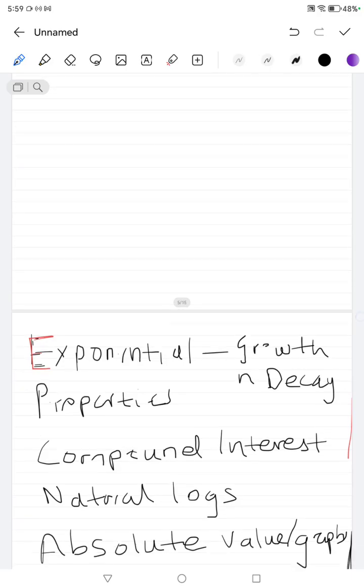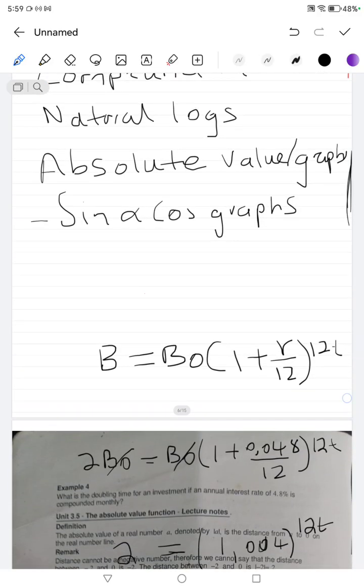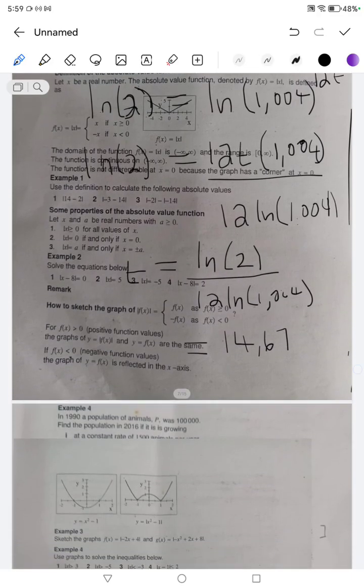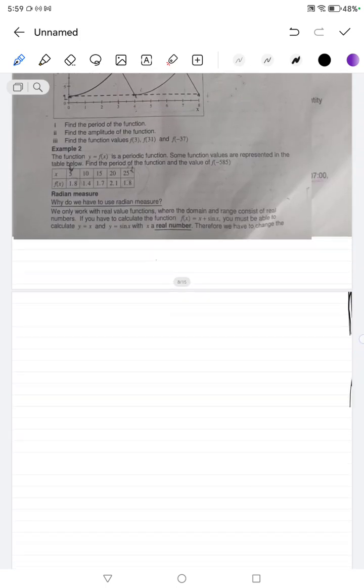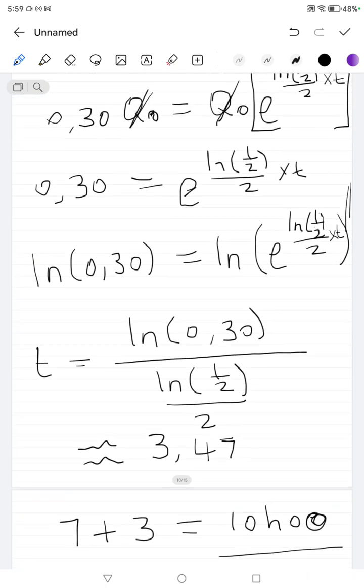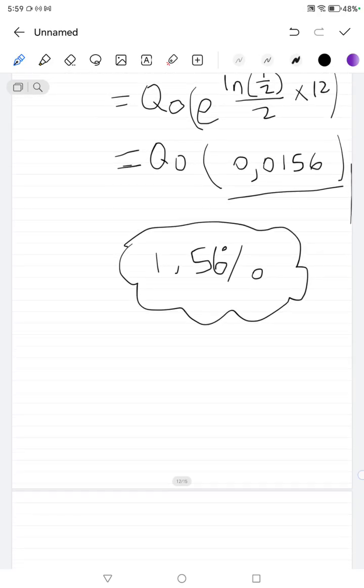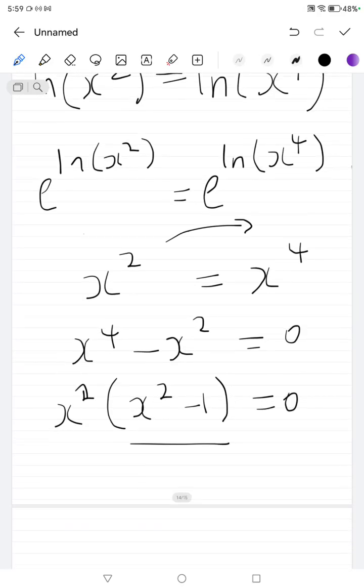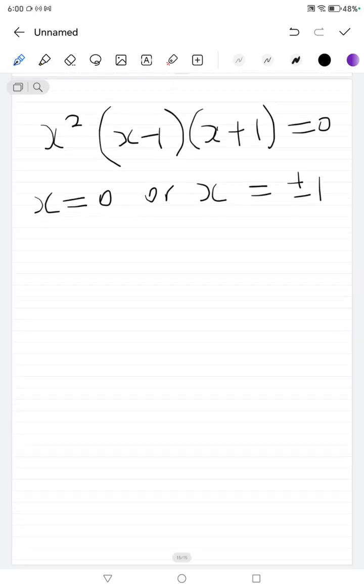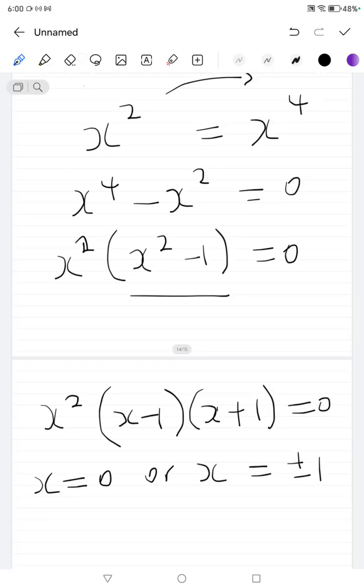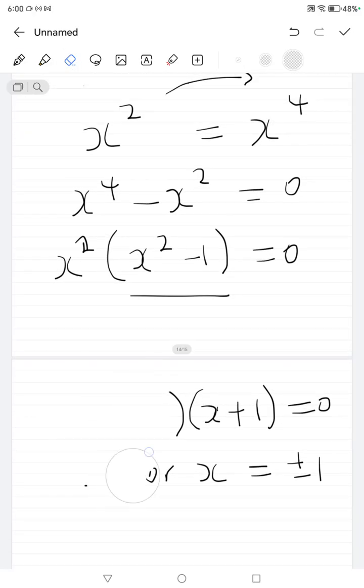Okay, on unit 3 we've touched everything. Let's just quickly check. Okay, these ones. Okay, just rub them out.